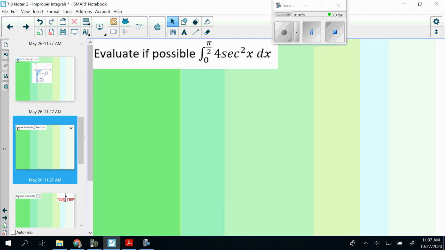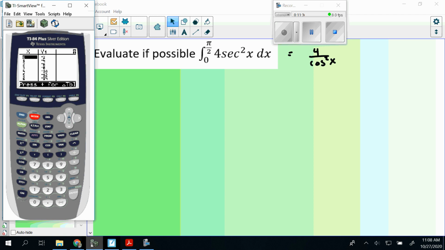Okay, let's try a trig one. So they want us to find the limit here. Secant, we know, is the same as 1 over cosine. So this could also be written as 4 over cosine squared of x. If you look at the two limit options, 0 and pi over 2, which one's going to make that 0? Well, cosine of 0, that one's okay. Cosine of 0 is 1. But if you do cosine pi over 2, that one's not so good. Checking with a calculator here, you can see cosine pi over 2 is 0. We can't have 0 in the denominator.